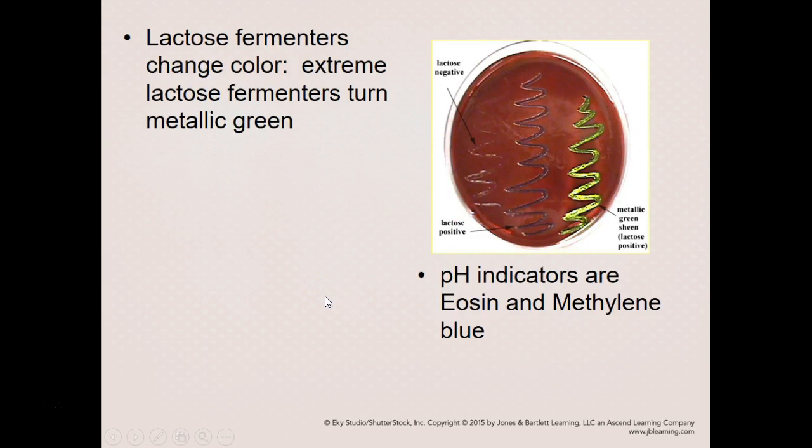So lactose fermenters change color, and extreme lactose fermenters turn that metallic green sheen. Typically we see this with E. coli, but sometimes E. coli doesn't produce that beautiful green sheen.